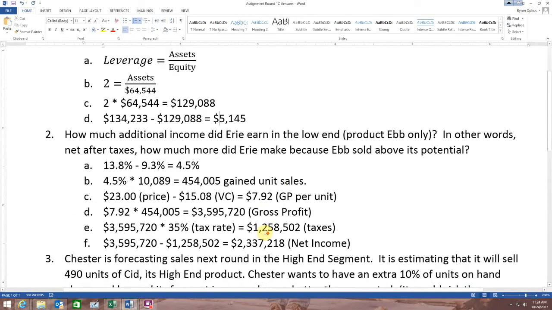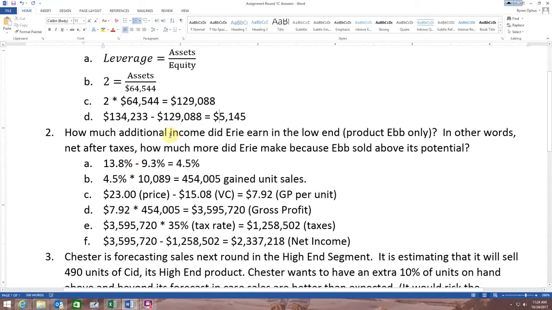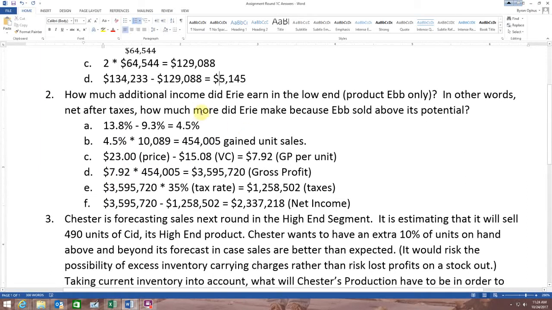So question 2. How much additional income did Erie earn in the low end, product ebb only, because they had a couple products that sold in the low end. I think their traditional product also sold there. In other words, net after taxes, how much more did Erie make because ebb sold above its potential? So we got 13.8 minus 9.3 equals 4.5%. That's how much extra we sold.